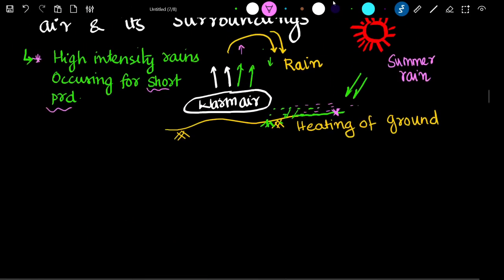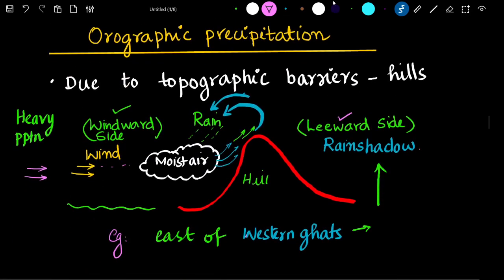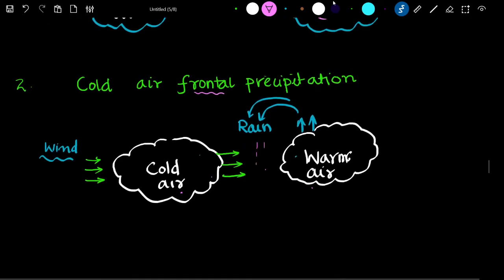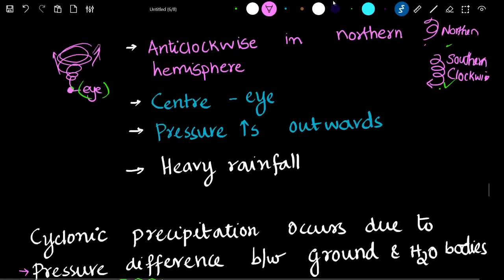We need to understand that the convective precipitation is due to the temperature difference, whereas the orographic precipitation happens due to some barriers. Then comes the frontal precipitation, that is due to different air fronts meeting. Then the cyclonic precipitation is caused due to the pressure difference.